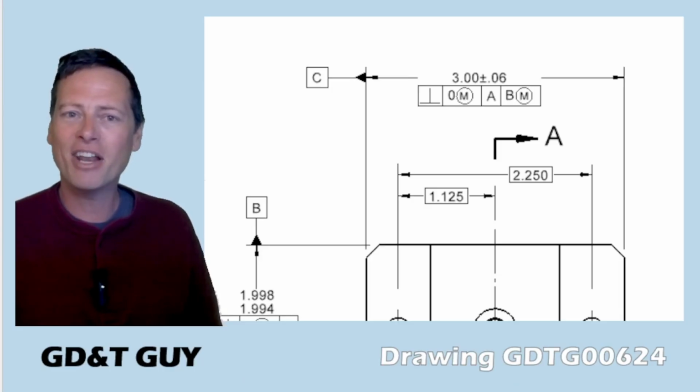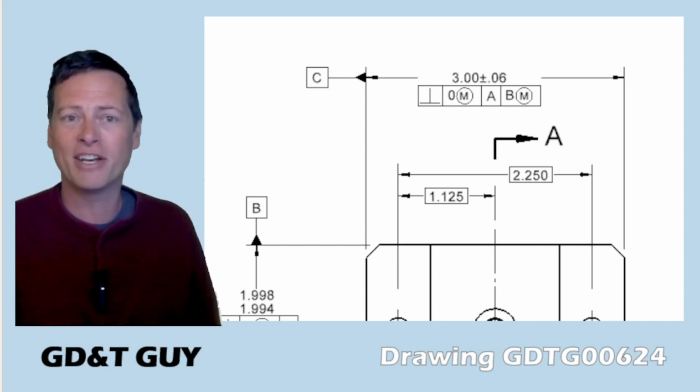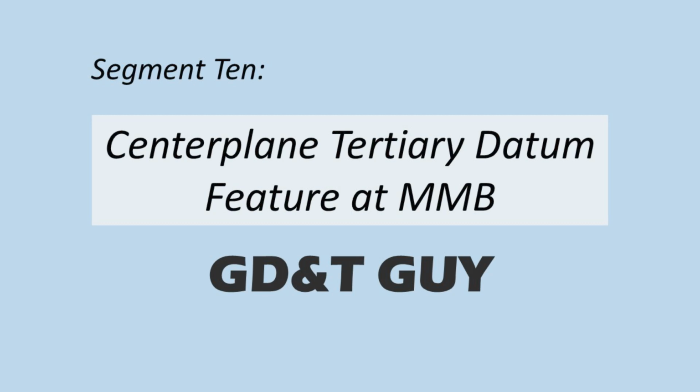So that's going to lead a lot of people to look in the direction of having the tertiary datum be another centerplane, the centerplane of the 3-inch width. Let's see what that looks like coming right up.